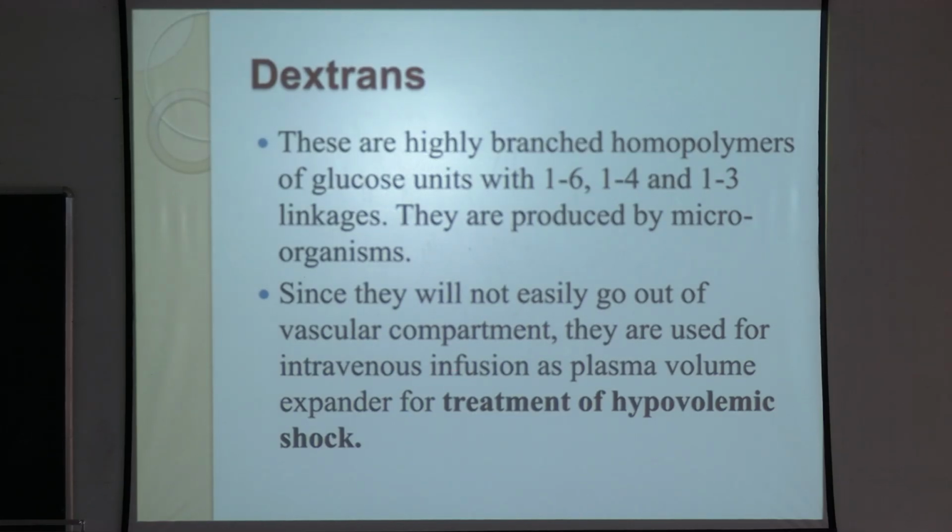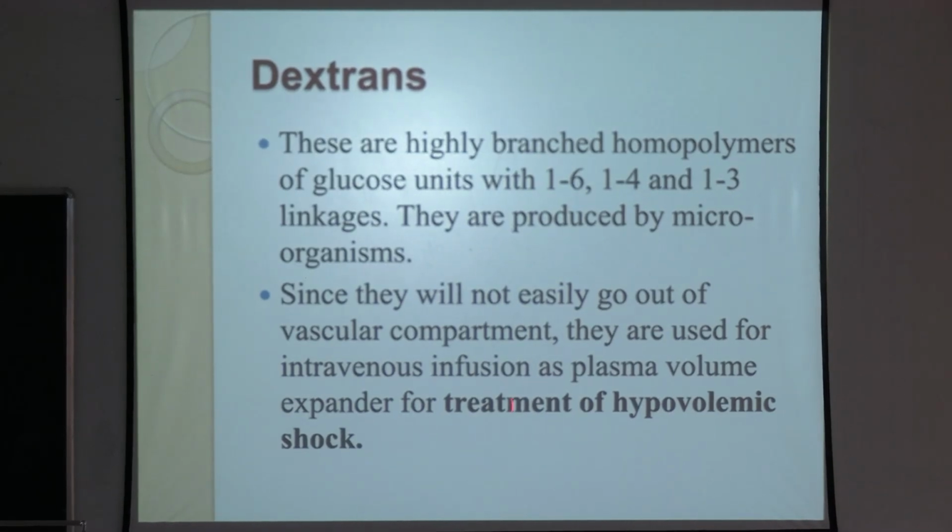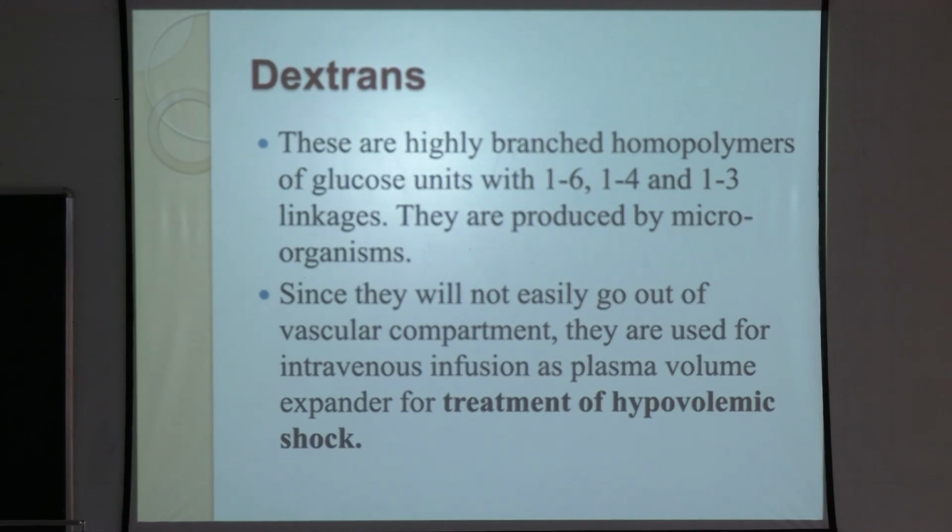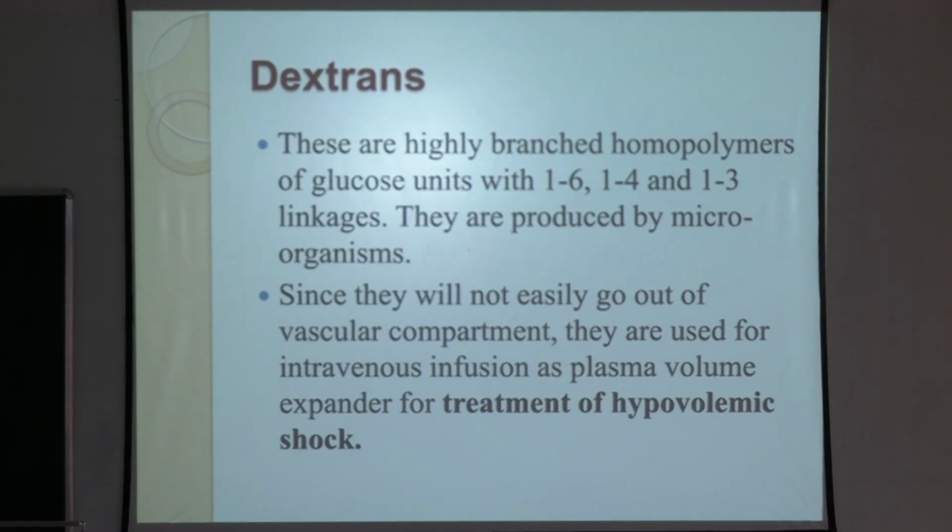What is plasma volume expander? All the polymers, polysaccharides, they tend to collect water. Right? Because of the multiple OH groups, they all tend to accumulate water. So, if we inject this in someone's body, it will help in maintaining the blood volume by retaining enough water.